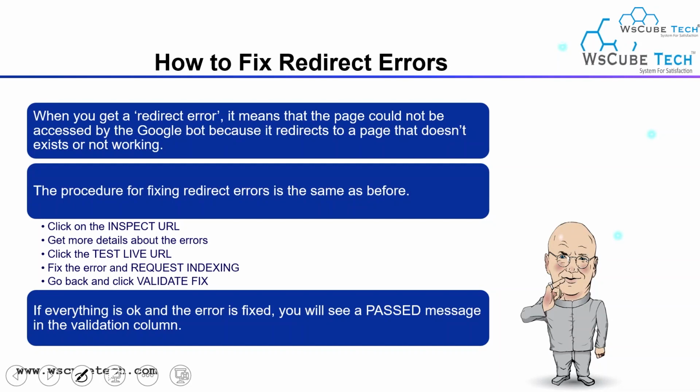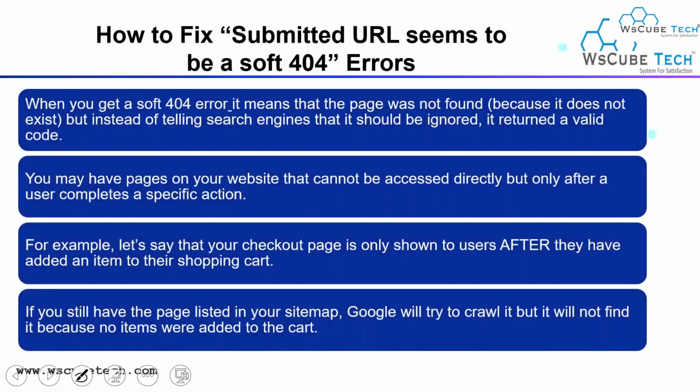When you get a redirect error, it means that the page could not be accessed by the Googlebot because it redirects to a page that does not exist. And what's the procedure for fixing your redirect error? That is the same. You have to click on inspect URL, then get more detail about the error. Click on test live URL, fix the error, request indexing, and then click on validate. If everything is okay and the error is fixed, then you will see a pass message in the validation column. This is how you can fix your redirect error.